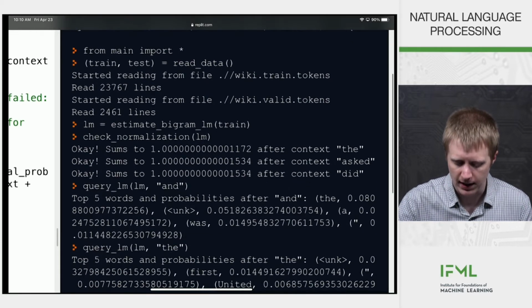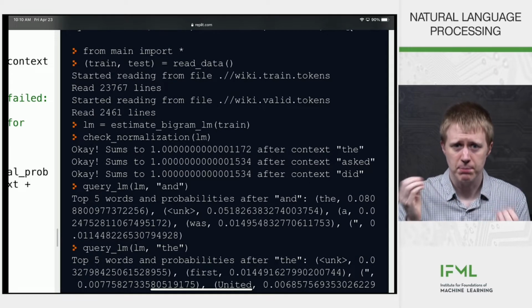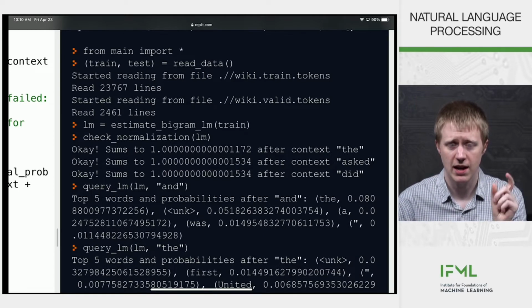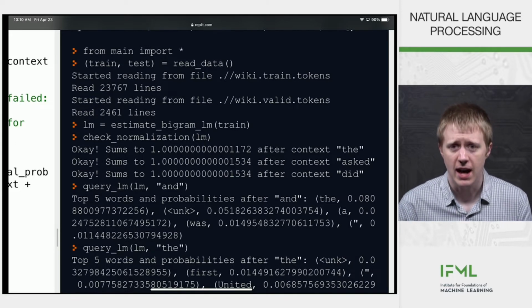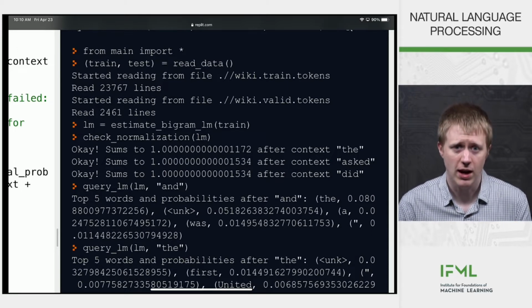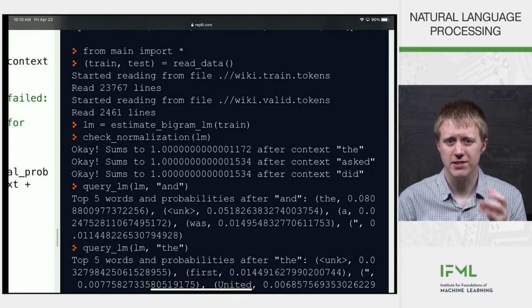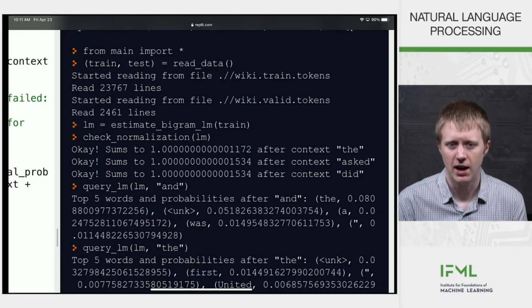Then I called query lm, which will print out some top words and probabilities for something coming after a given context word. Here I asked it about "and", and the most likely next words were "the", with probability 0.08. So actually a pretty small probability. "Unc" is an unknown word placeholder in this data set where they've basically replaced words that are pretty rare with this placeholder. "A", "was", and quotation mark are the next 3.